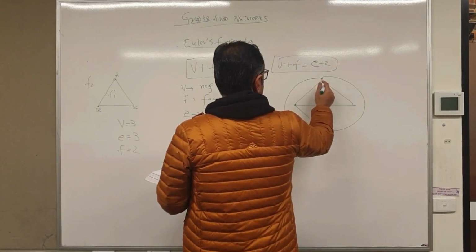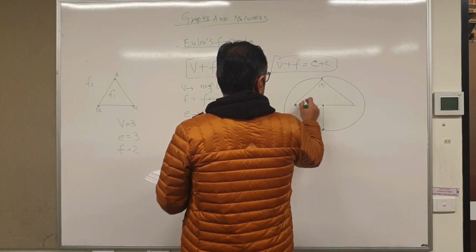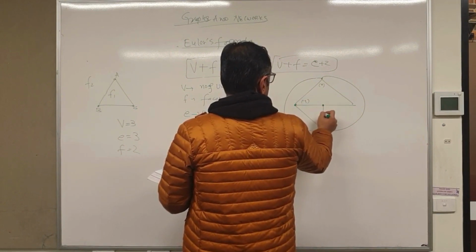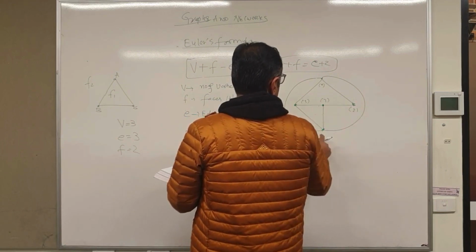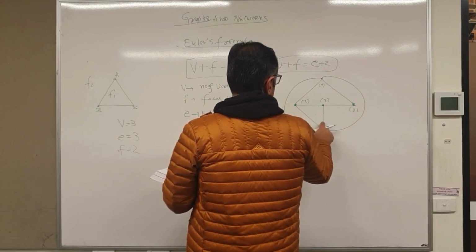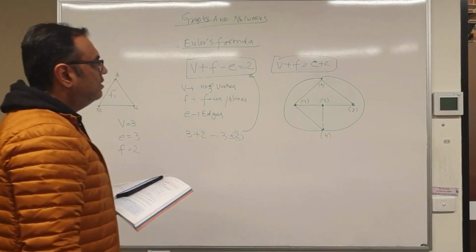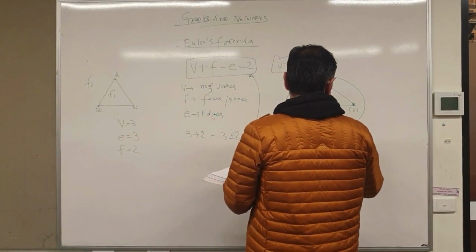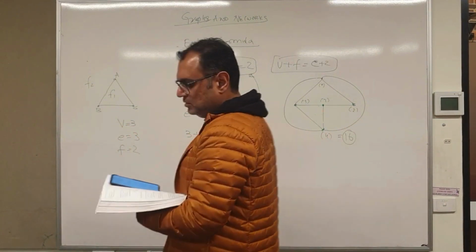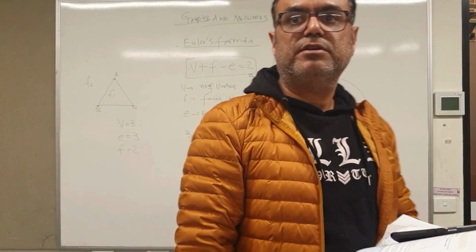Degree here is how much? 1, 2, 3, 4. Degree here? 1, 2, 3. Degree here? 1, 2, 3. Degree here? 1, 2. Degree here? 1, 2, 3, 4. Can you add that? 16. So that means this statement is correct.